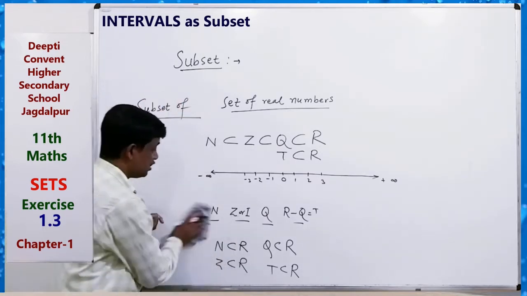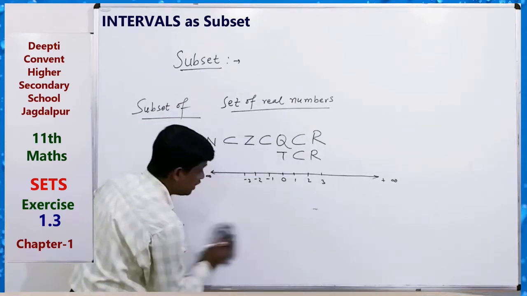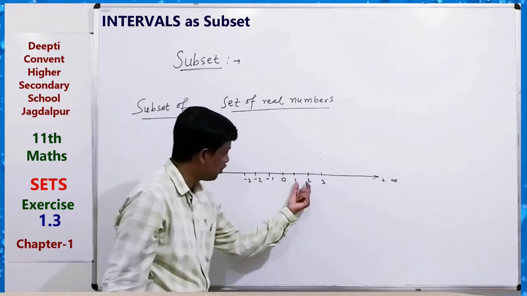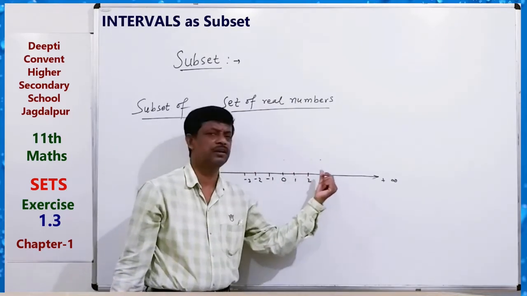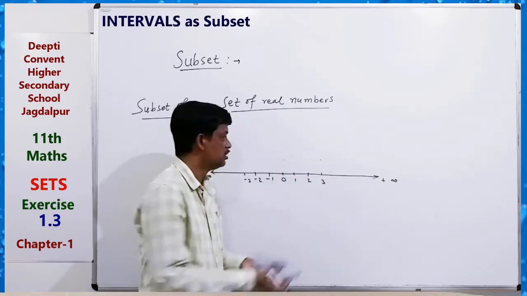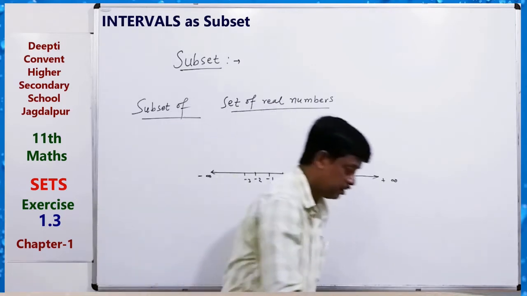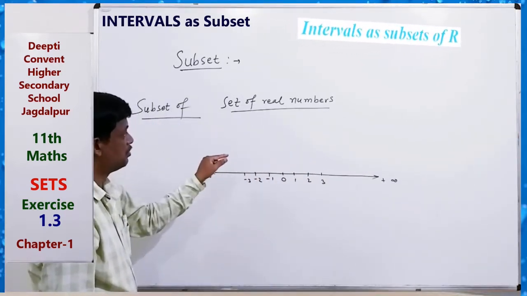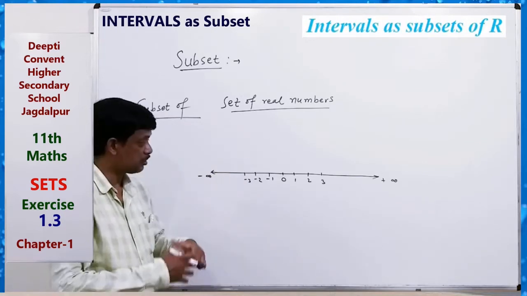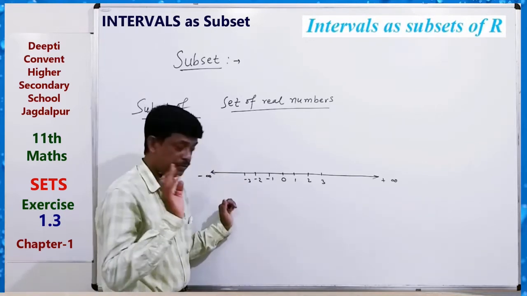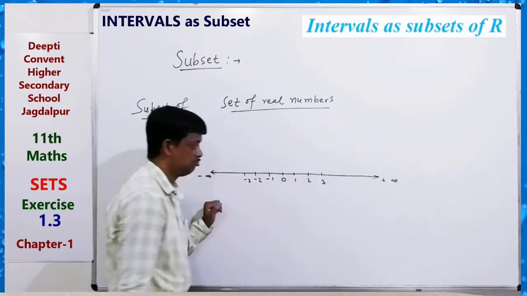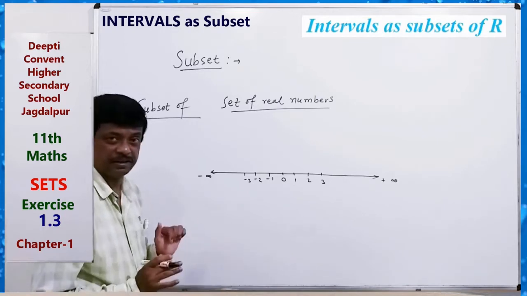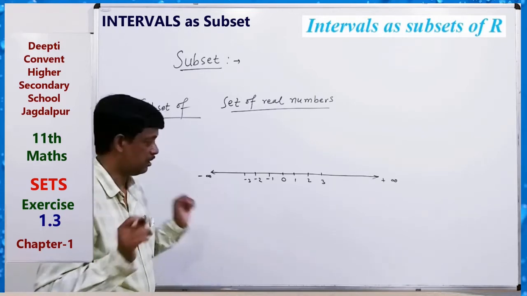Now we know between any two real numbers there are infinite real numbers. Suppose between 1 and 2 there are infinite numbers on this line. They all are real numbers. So subsets of the set of real numbers can also be represented like this, because we know between 1 and 2 there are infinite real numbers.